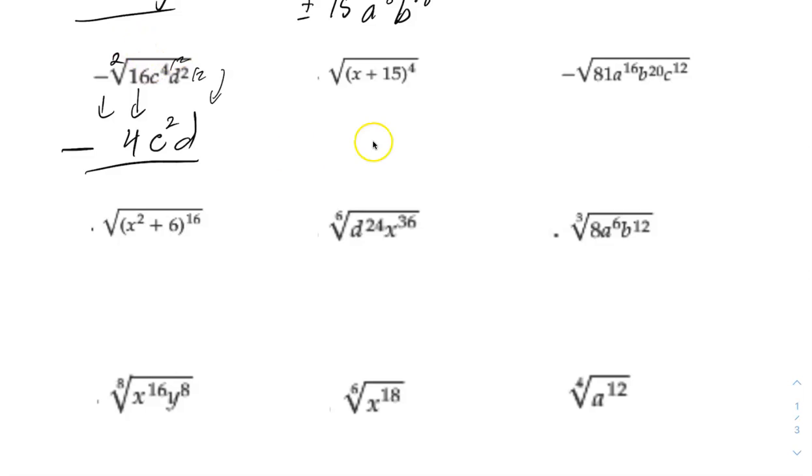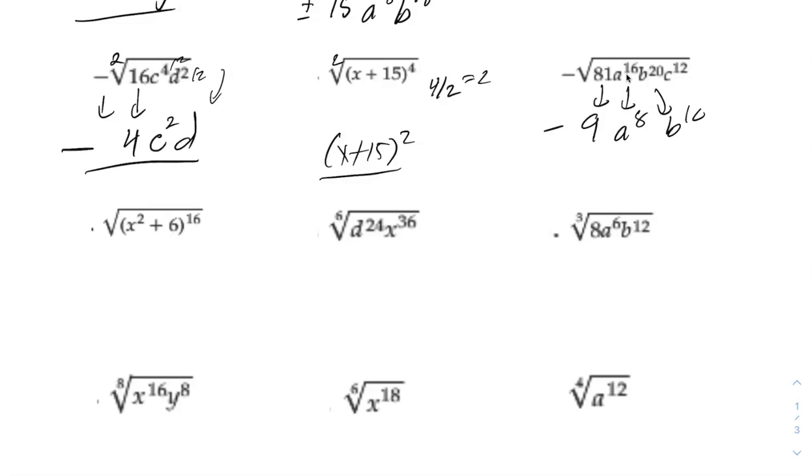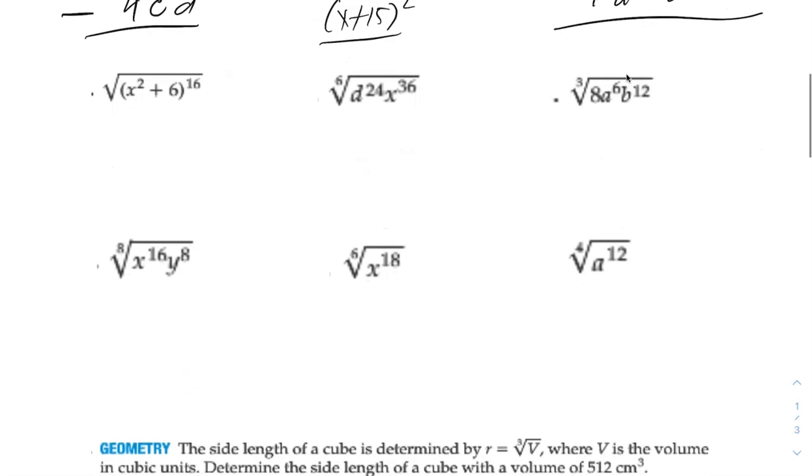Next one's a little tricky. The power's up there. Same idea though. So it's just 4 divided by that 2 you don't see. So that is 2. So it's (x plus 15) squared. Next one, same idea. Negative on the outside, that is 9. That's a^8, b^10. We're just dividing all these by 2. c^6. Done. Again, we're just going to divide that by 2. There's a 2 you don't see. 16 divided by 2 is 8. So everything else stays.